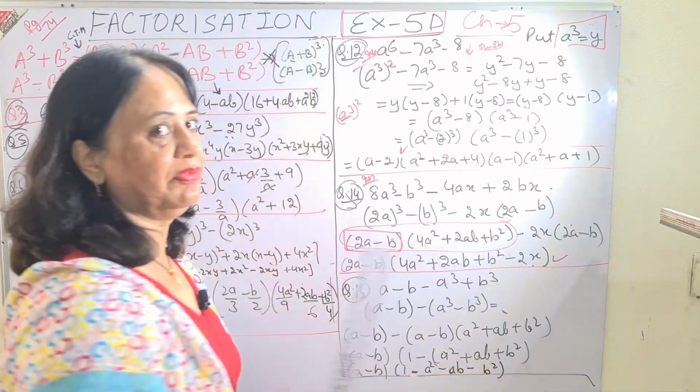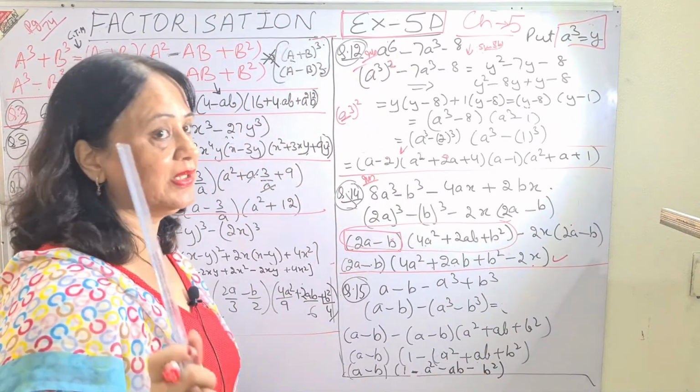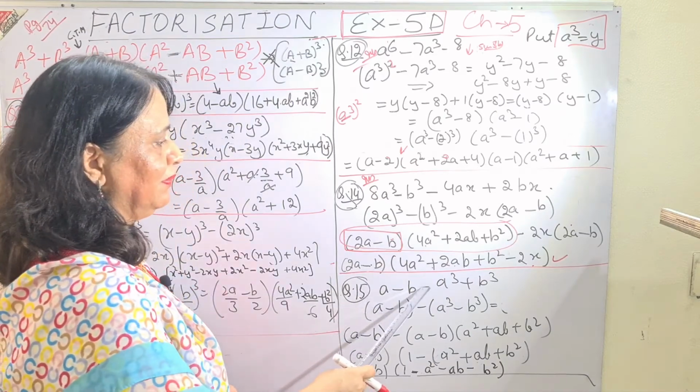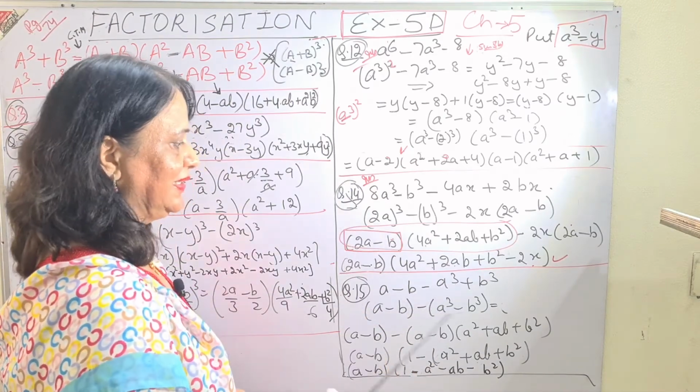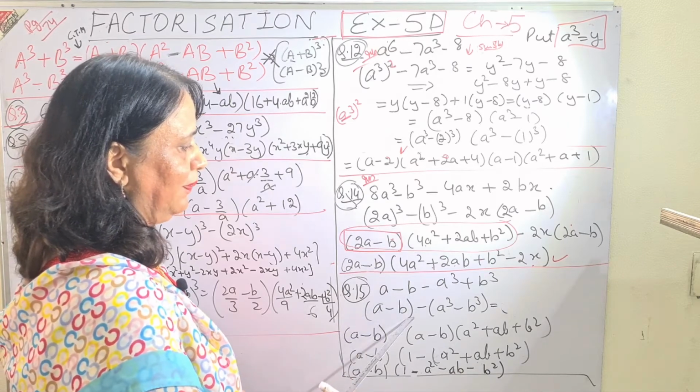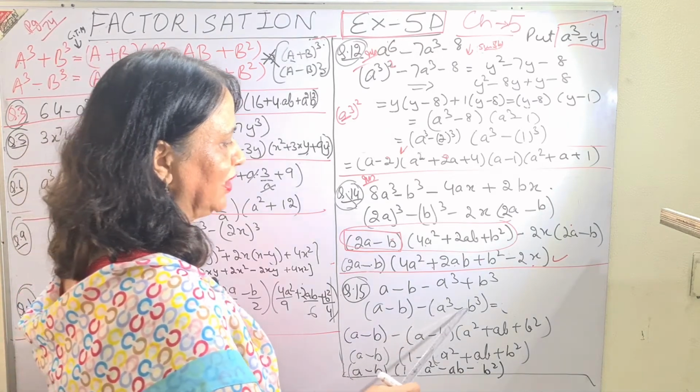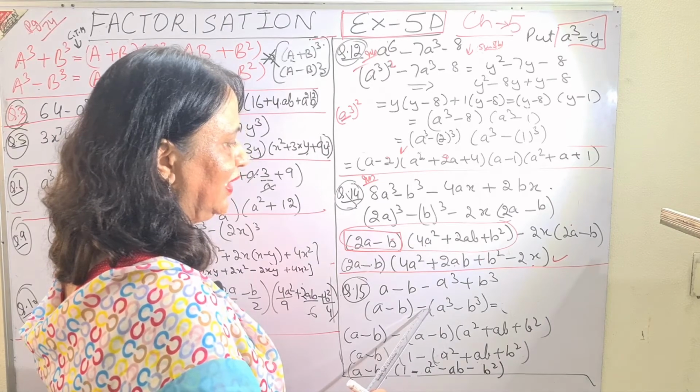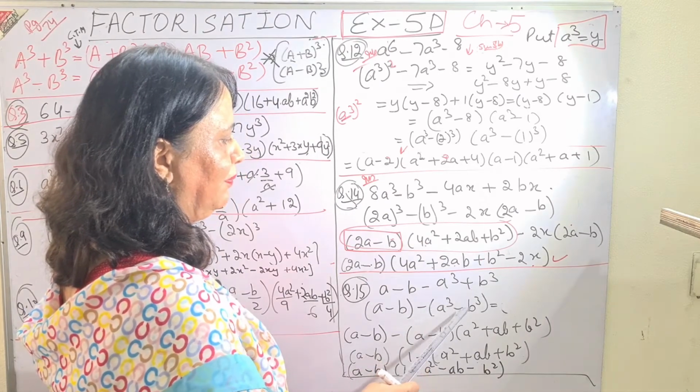Then come to question number 15. Again a very, very important sum, children. Trust me. (a − b) − (a³ − b³), a very easy sum. You take (a − b) in the bracket, minus (a³ − b³) again in the bracket, because the minus sign was outside, so plus will become minus.